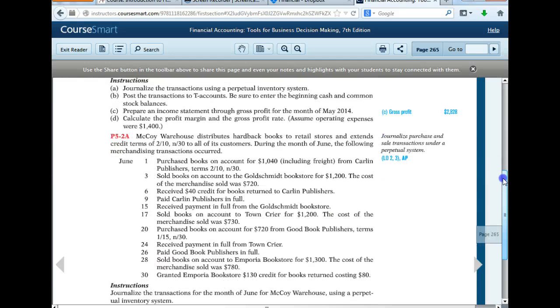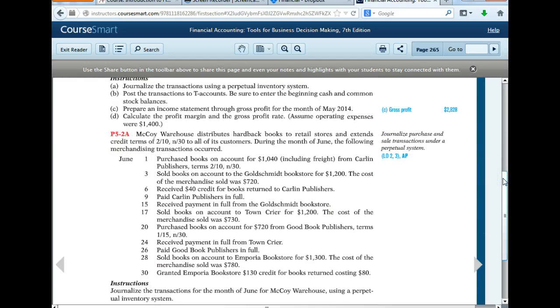Okay, so let's just go over some of this that we began and continue on with 52A. McCoy Warehouse distributes hardback books to retail stores and extends credit terms of 2/10 net 30 to all of its customers. During the month of June, the following merchandise transactions occurred. Purchased books on account for $1,040, including freight, from Carlin Publishers. Terms 2/10 net 30. What is the first transaction we're going to do here?